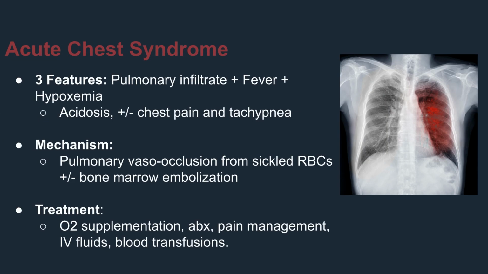For triage, be aware of the sickle cell emergency, which is acute chest syndrome. It's estimated to happen in 6.5% of patients with sickle cell disease. They usually present with a diagnosis of sickle cell disease, chest pain, fever, hypoxia, and a new infiltrate on CXR. Do not brush this off as pneumonia or normal dyspnea in pregnancy. Acute chest syndrome can deteriorate quickly, and the main idea is O2 supplementation, antibiotics, pain management, IV fluids, blood transfusions.